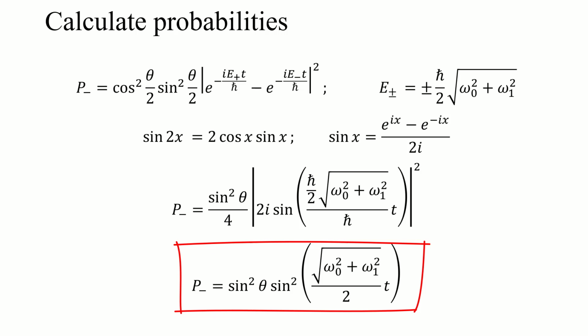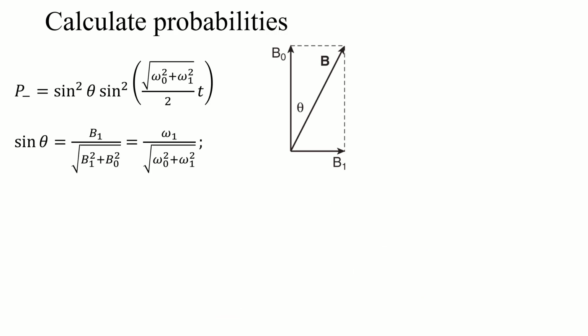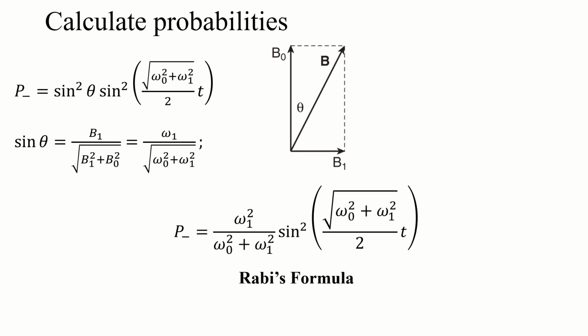We can simplify this even a little further by thinking back to our trig identities when we were looking at the magnetic field we were applying. Recall sine of theta is just opposite over hypotenuse, which we showed we could write as omega 1 divided by the 2 omegas added in quadrature, all square rooted. So that sine squared theta can be rewritten as omega 1 squared over omega naught squared plus omega 1 squared, giving us what is known as Rabi's formula, shown here.